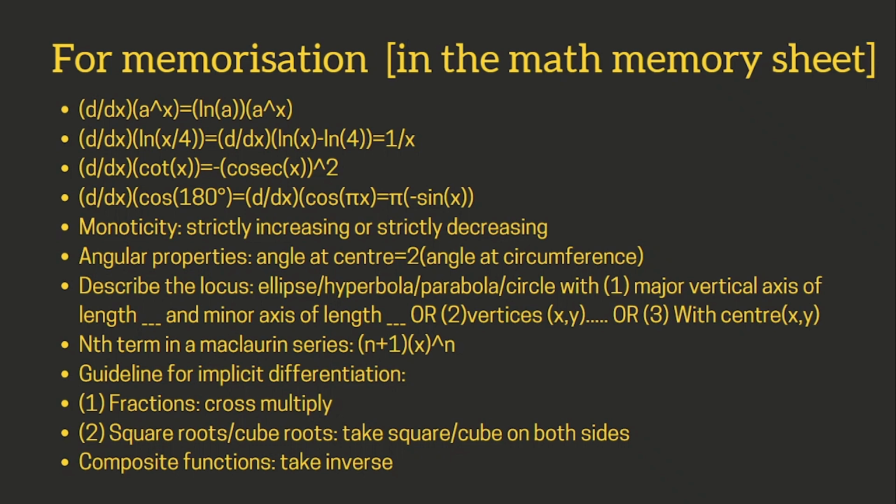Then as a guideline for implicit differentiation, if you have fractions, you can cross multiply to put everything into one numerator. In the case of square roots and cube roots, you can take the square or cube on both sides to get rid of the roots. In the case of composite functions, let's say you have sine with cosine inverse x inside, equal to y. You can take a sine inverse on both sides, so you eliminate the sine on one side. So that makes things easier as well.